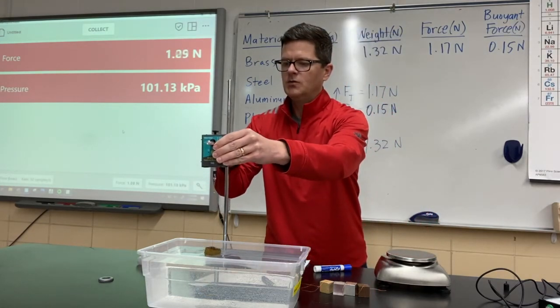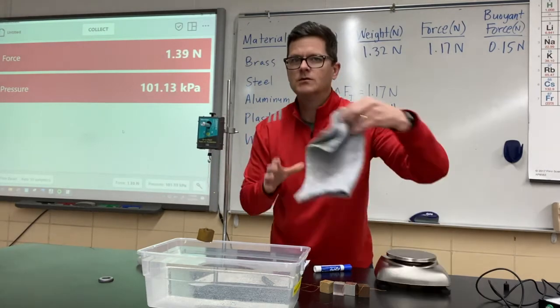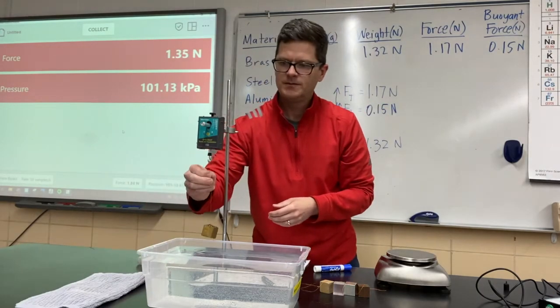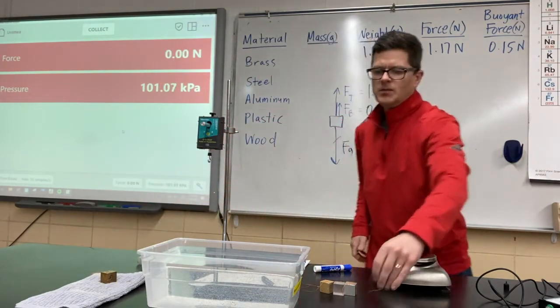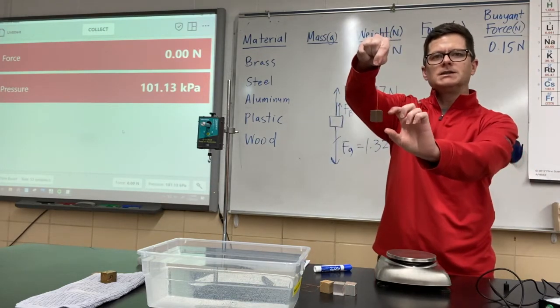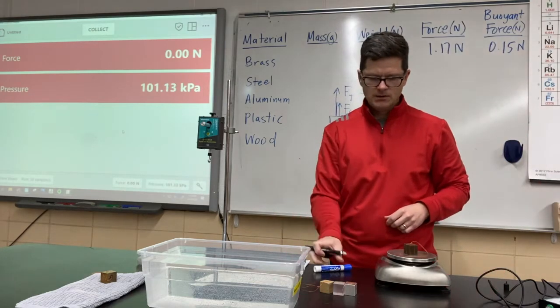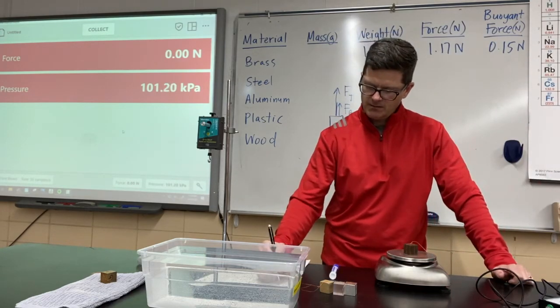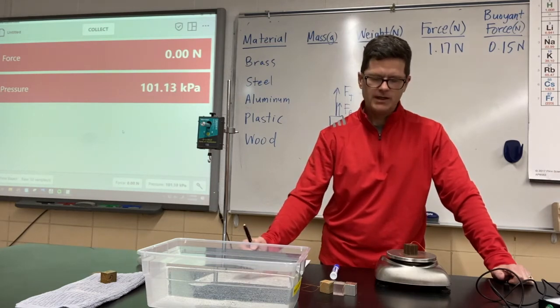I'm going to go ahead and remove the brass piece. Now it's wet, so I'll put it on a towel. And next up, I will do my steel cube. So same size, it's a 1-inch cube. According to this, my mass is 126.99 grams. So 126.99.